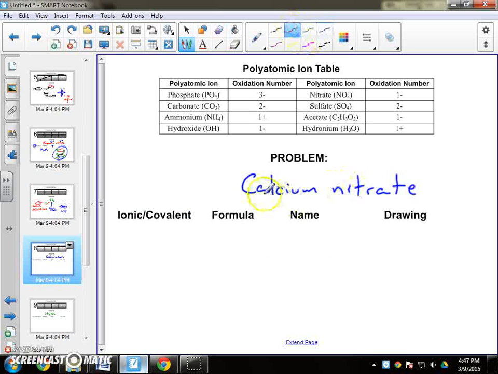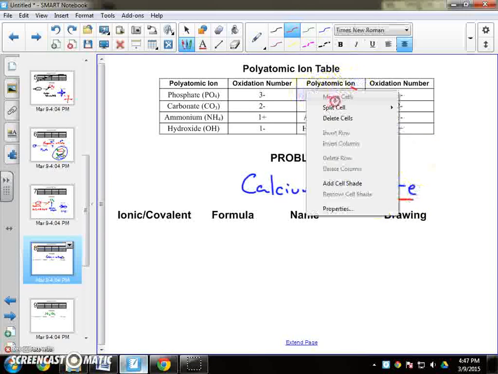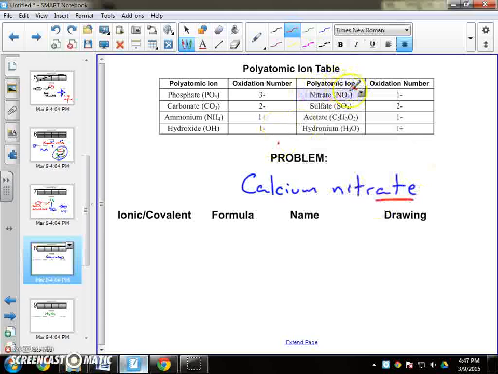Alright, so let's work our way through this. Calcium, I know, is a metal, so we're talking ionic. But nitrate looked weird. It didn't end in IDE. That should have been our first clue right there, and we know it's going to be an NO3. So we've got NO3. Realistically, this one's going to get fun.